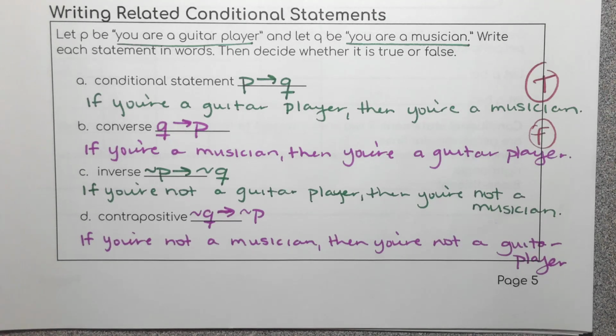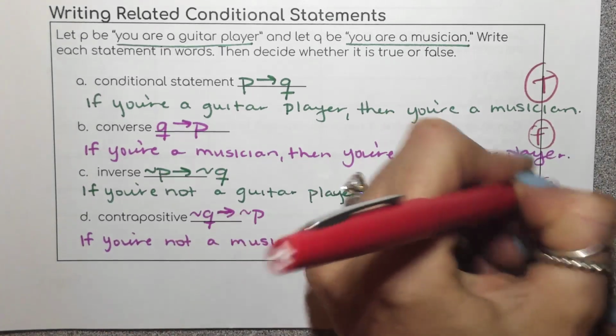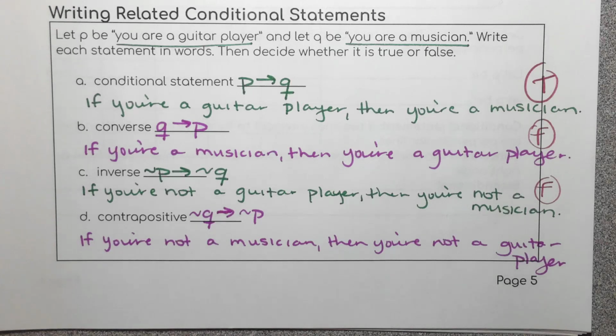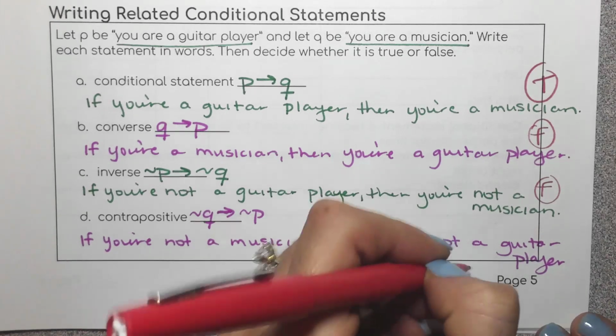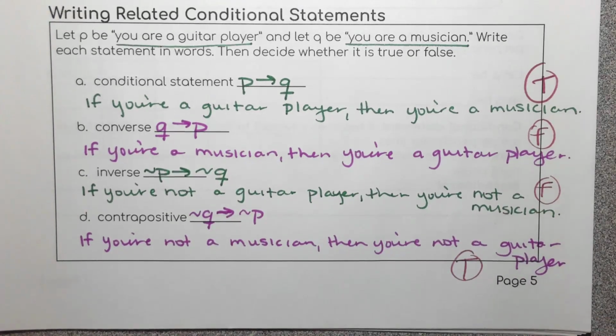All right. The inverse. True or false? Why is it false? You could play a different instrument, so that one's also false. Then the next one's true. The contrapositive is true, you're saying? Yeah. All right.